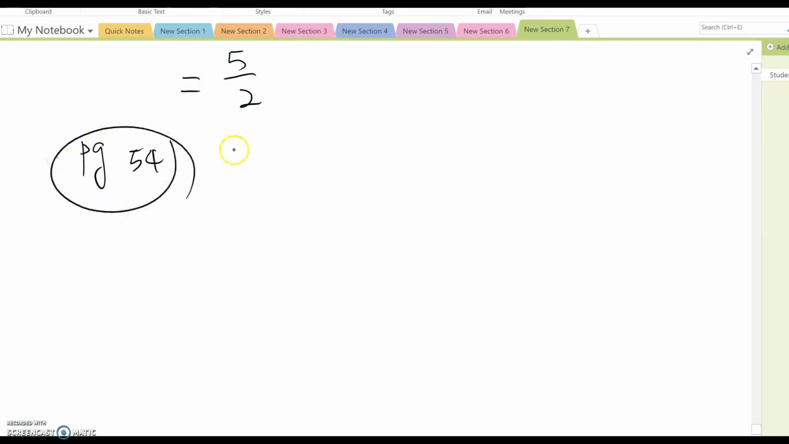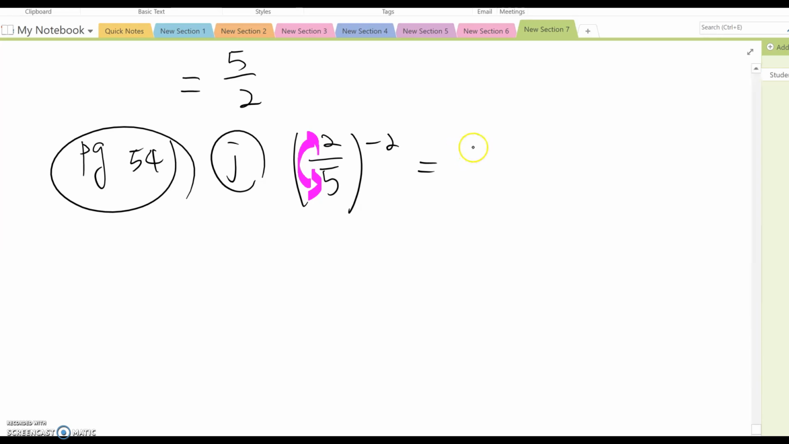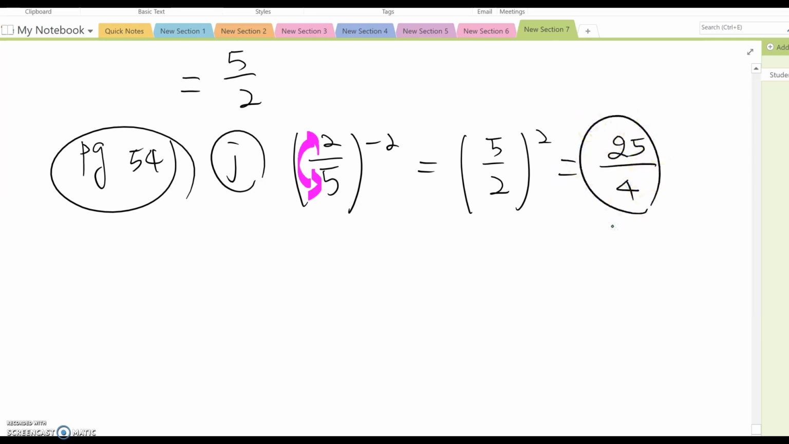If you look at J, the question is 2 over 5 to the negative 2 power. Okay, the same thing. So what do you do first? You flip it. Then this is going to be 5 over 2 to the square power, which means 25 over 4.